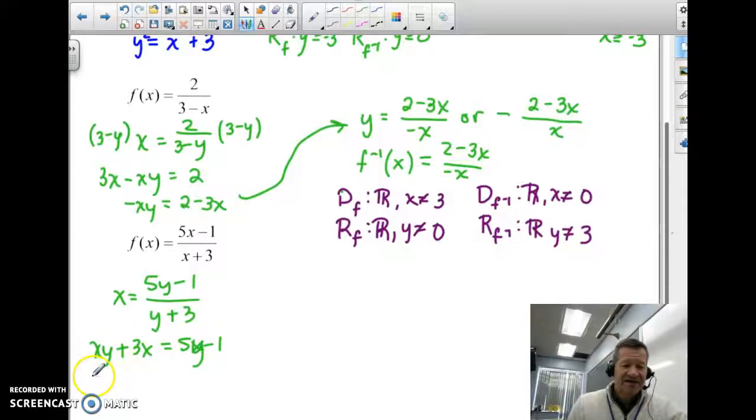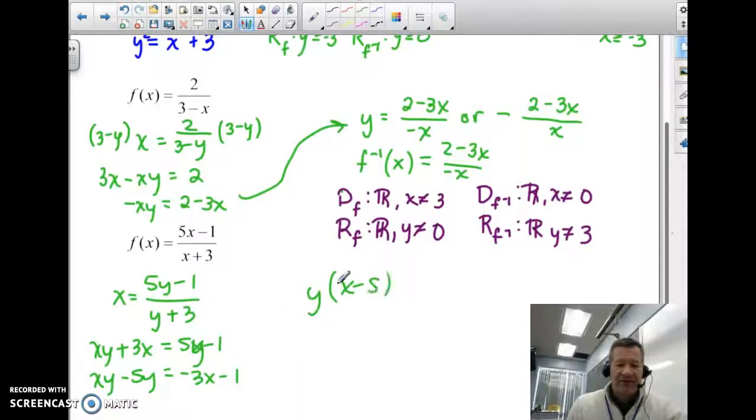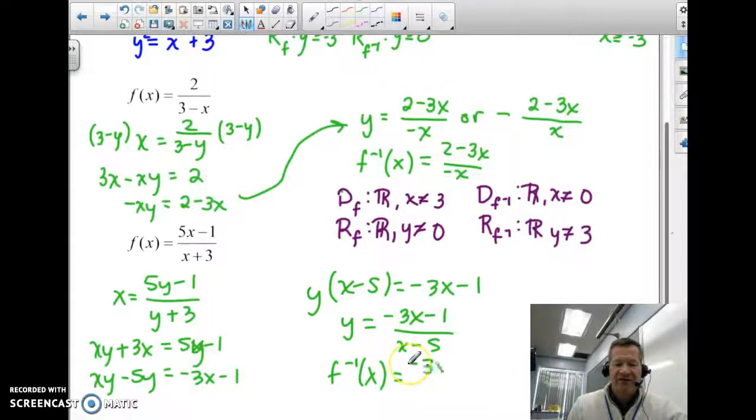Well, I got to get the y's on the same side if I'm going to get them. So I'm going to subtract 5y over here and subtract 3x over on this side. Actually, on both sides. Now factor a y out on the left, leaving me with x minus 5. And then divide by that x minus 5. And there's your inverse. And I'm going to run out of time before I can find the domain and range. See if you can figure that out as an exercise. Good luck.